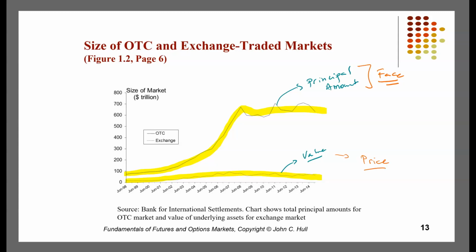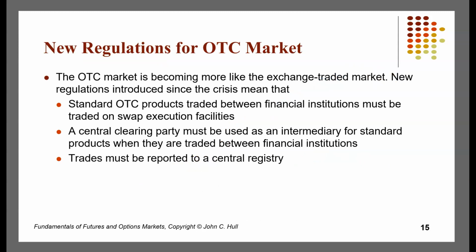Now, that's not true anymore, because a series of regulations have occurred, especially since the 2008 financial crisis. Among those regulations is this idea that most standard OTC products that are traded between financial institutions must be traded on what's referred to as a swap execution facility. So we have to have a little more visibility into what those transactions essentially are. Also, a central counterparty or central clearing party must be used as an intermediary for standard products when they are traded between financial institutions.